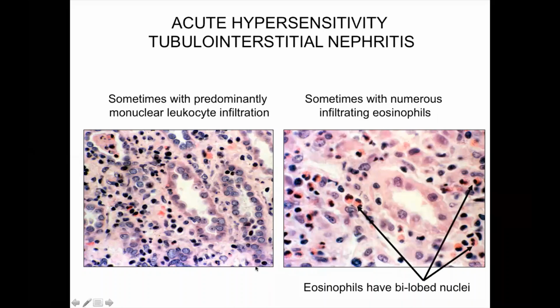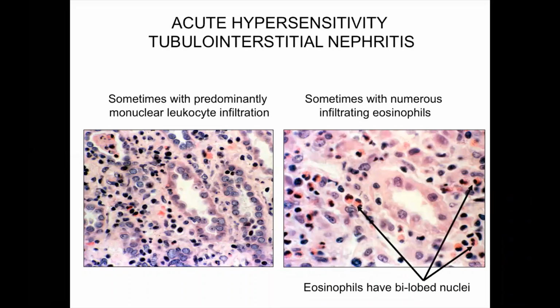Acute hypersensitivity tubulointerstitial nephritis, which we said happens with drugs. There is a huge list of drugs that can cause tubulointerstitial nephritis. You can look it up, for example. NSAIDs are mentioned in the books. NSAIDs, non-steroidal anti-inflammatory drugs, can cause both interstitial nephritis as well as acute tubular injury, both of them.